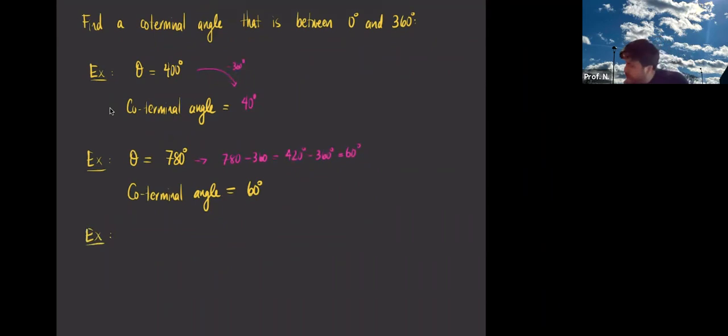What if my angle is, for example, negative 800 degrees? What would be the coterminal angle in this case?